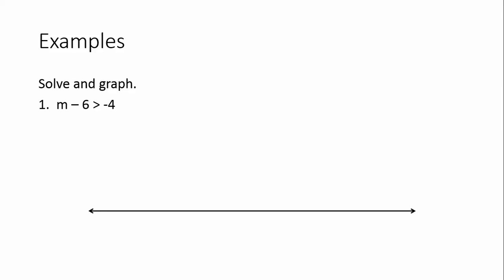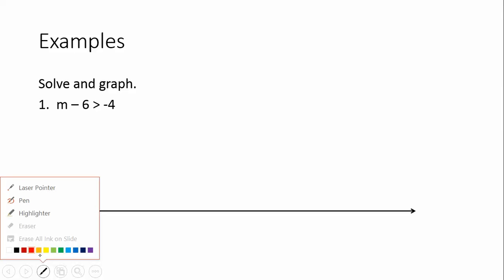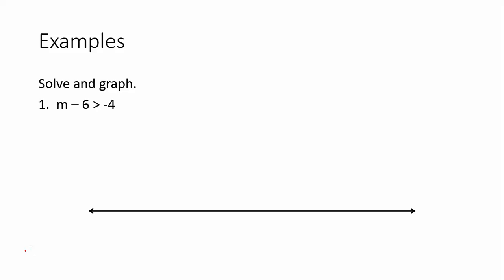So first, in this inequality, m minus 6 is greater than negative 4. We want to get the m by itself. So it has a 6 being subtracted from it, so we want to add 6 to both sides. That'll give us m is greater than 2.